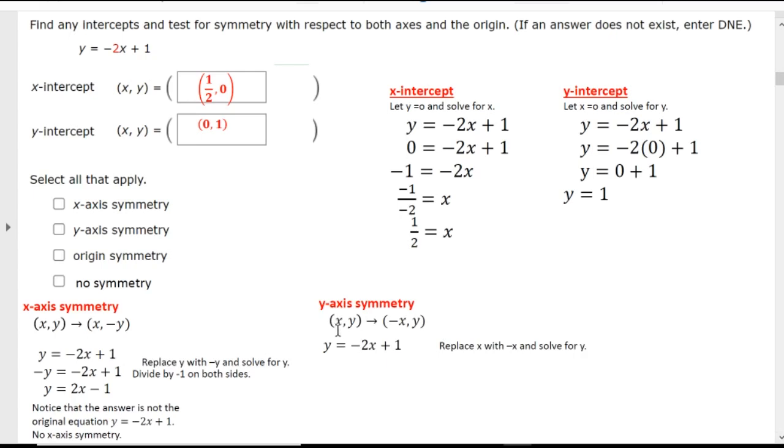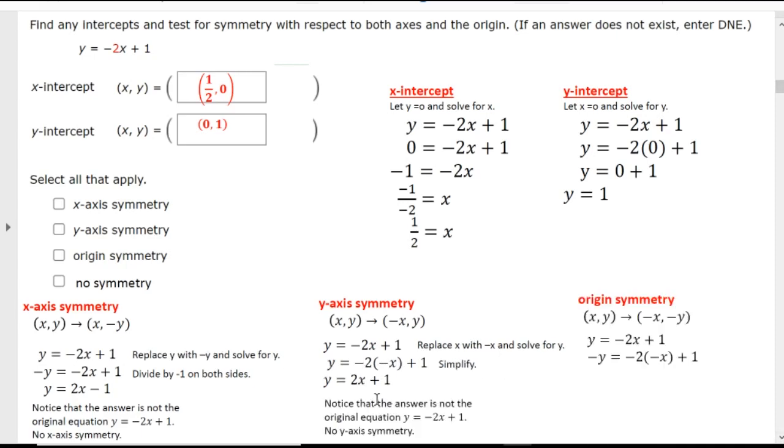To check for y-axis symmetry, we're going to do something similar, but this time we're going to replace our x with a negative x. Anywhere that you see an x, we replace it with a negative x. So we end up with negative 2 times negative x, which gives us a positive 2x plus 1. Again, if we compare the answer y equals 2x plus 1 to the original equation, they're not the same. So we say that there's no y-axis symmetry.